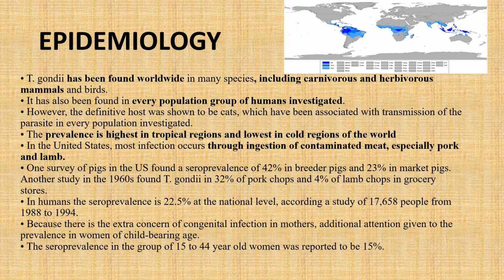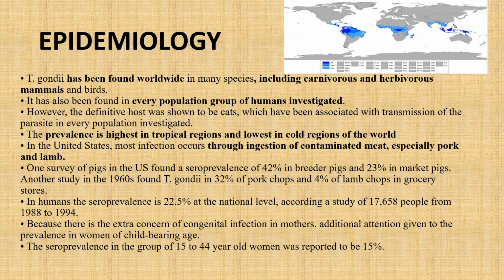So as this is an assignment or a presentation of community medicine, तो important है कि हम इसके epidemiological aspect को भी चेकआउट करें. जैसा कि हमने पहले आपसे बयान किया कि ये बेसिकली दिस इज द मोस्ट प्रेवलेंट पैरासाइट in the human population, and this is found across the globe, including the carnivorous and herbivorous mammals. जितनी भी population groups को investigate किया गया for its presence, it was found in them. इसकी जो prevalence है, that is highest in the tropical regions and lowest in the cold regions. Because of what particular reason, we don't know.